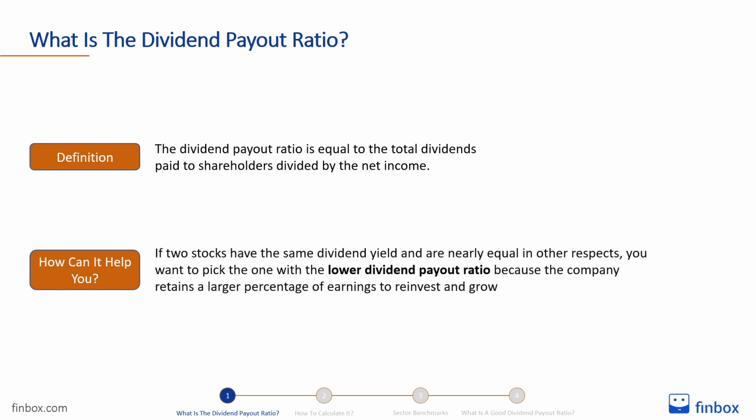For example, if two stocks have the same dividend yield and are nearly equal in other respects, you want to pick the one with the lower dividend payout ratio because the company retains a larger percentage of earnings to reinvest and grow while paying you the same amount in the form of dividends.